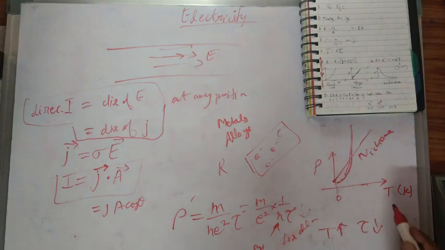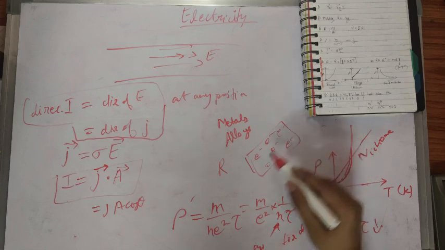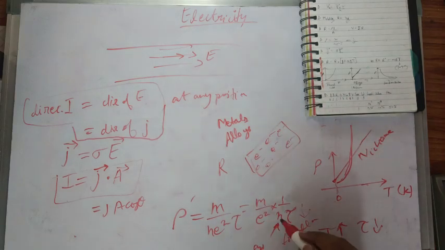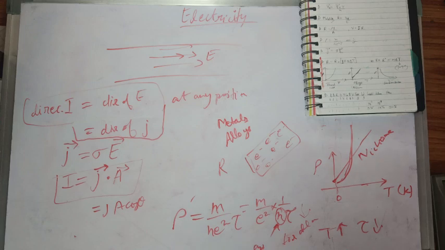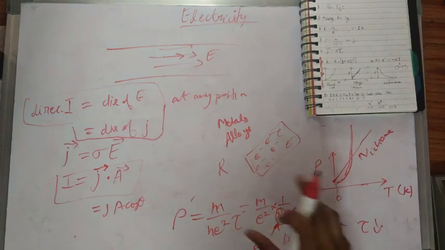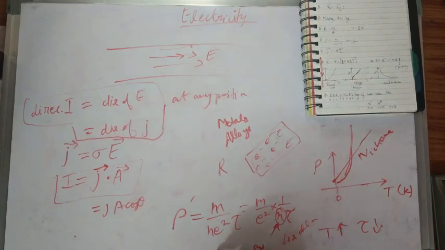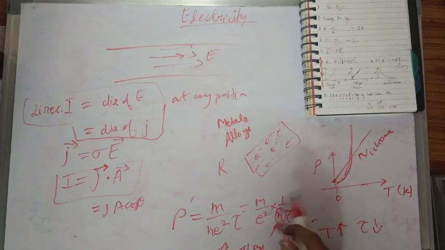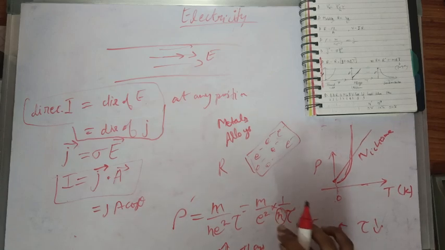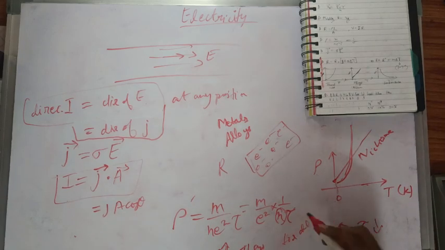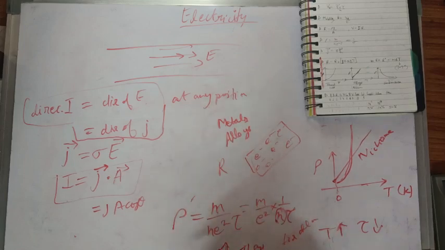And when we increase the temperature, some more electrons will get produced, which will increase the number density of electrons. Increasing the temperature will also decrease the collision time, but the increase in density is much more than the decrease in tau, so it dominates. So this will increase, and therefore the resistivity will decrease.